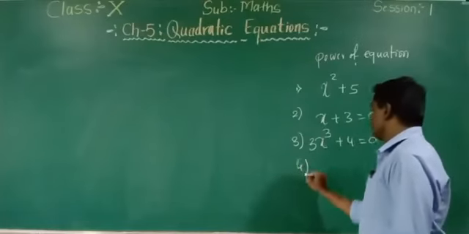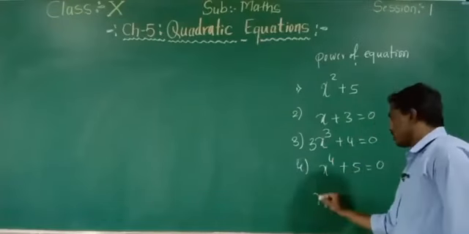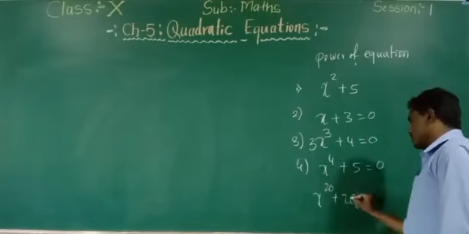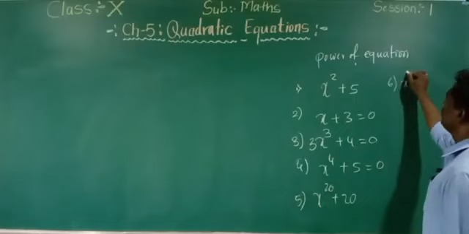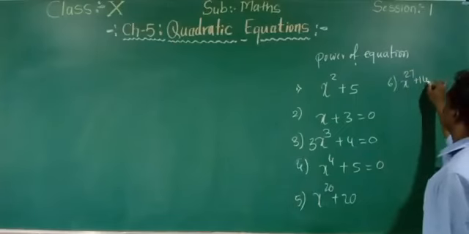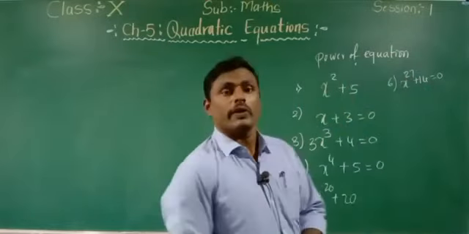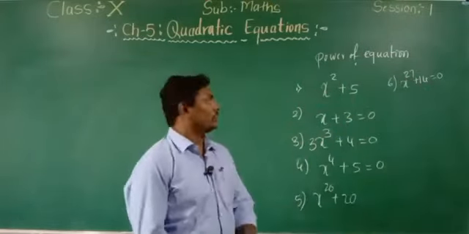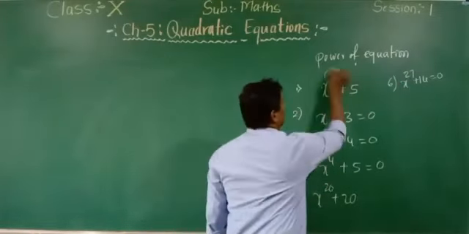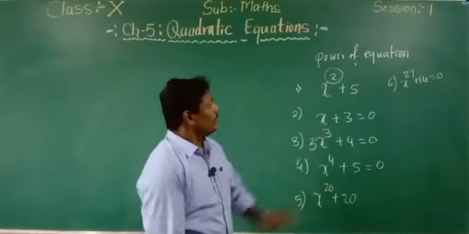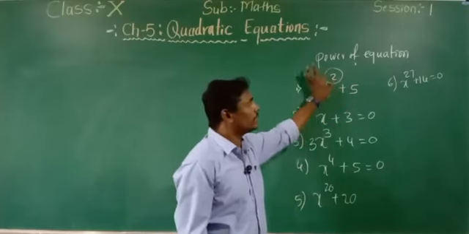Fourth one x raised to 4 plus 5 is equal to 0. Fifth, x raised to 20 plus 20. And sixth one x raised to 27 plus 14 is equal to 0. These are some examples. Through these examples you get some ideas about the power of the equation. Power means the indices, right? Here the power of the equation is 2.